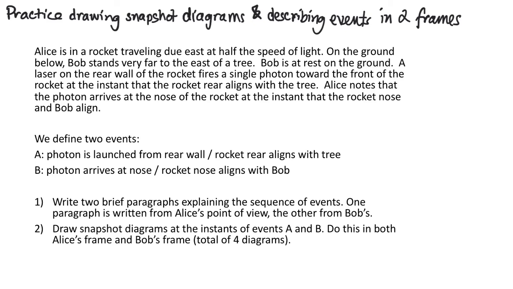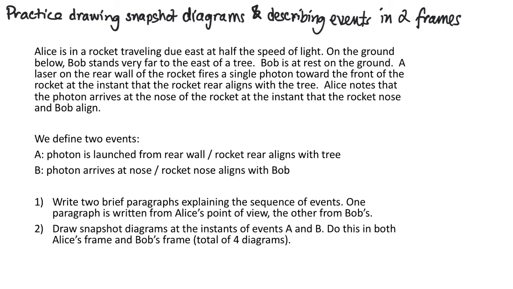In this video, we're going to do some practice with drawing snapshot diagrams and how to describe events from two different frames. Almost all of the relativity portion of this course, and relativity in general, is about viewing events from different frames of reference. So we need to make sure that we're comfortable with the language of how to talk about events from multiple frames of reference. Here's a problem that'll allow us to practice describing events and also drawing diagrams that represent the instant associated with those events.